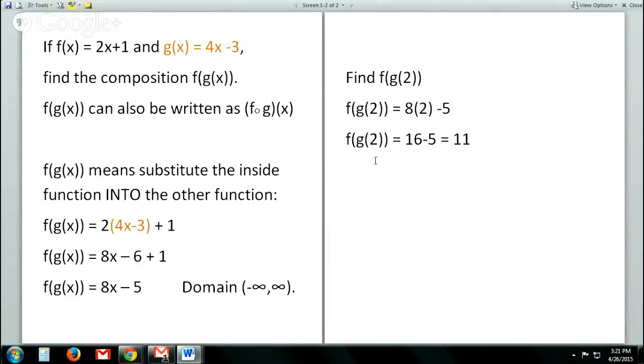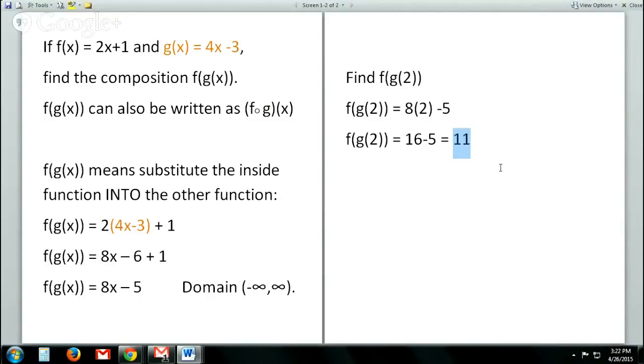But here's a neat little trick to know that may come in handy with harder problems. If you just look at the inside thing, g of 2, that says take 2 and substitute it here. 4 times 2 is 8. 8 minus 3 is 5. So this would be 5 if we substituted 2 into it. That means I've got here f of 5. If I do f of 5, 2 times 5 made 10, and 10 plus 1, that's still 11, isn't it?